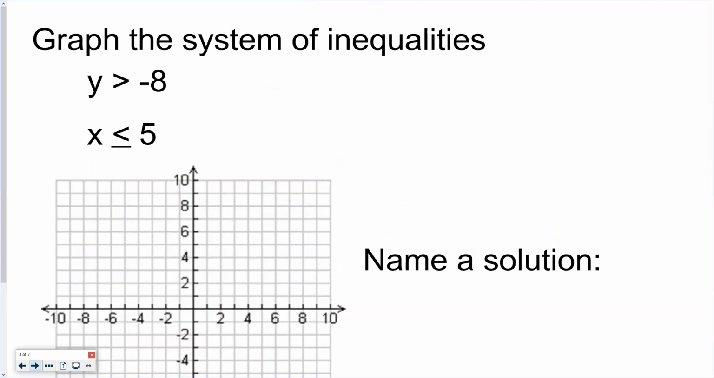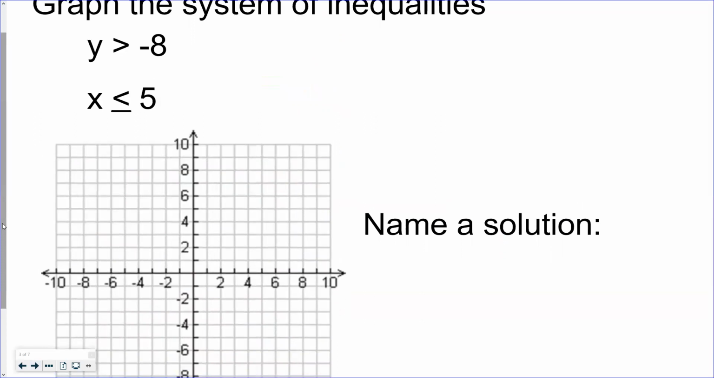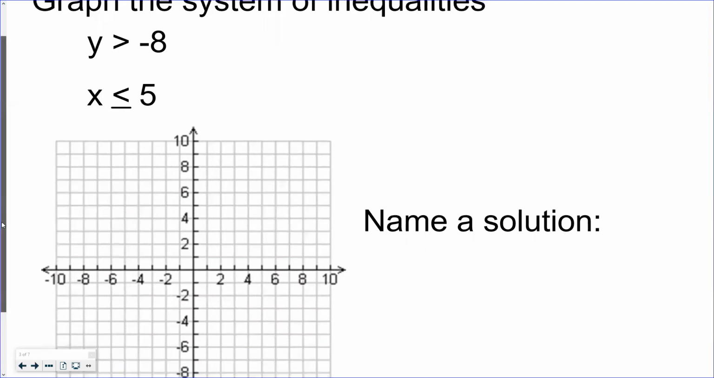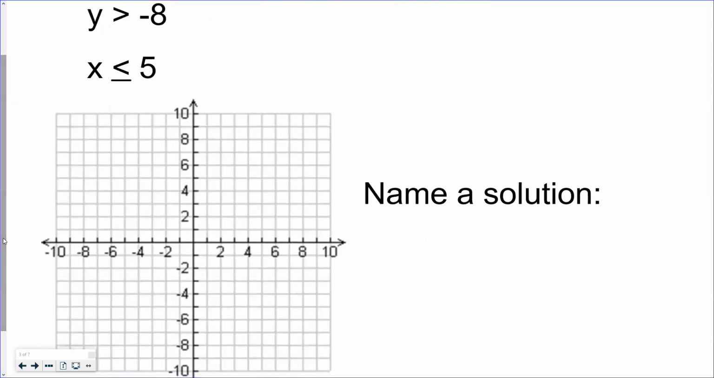Okay, let's try this one. This time, notice it's a little bit different. This time you got an x is greater than -8, and y is greater than -8, x is less than or equal to 5. So these are a little bit different. These are our vertical and horizontal lines. So remember, when you have a y is greater than -8, you're just going to go to that y axis and go down to -8. This time I'm going to be drawing a dashed line.